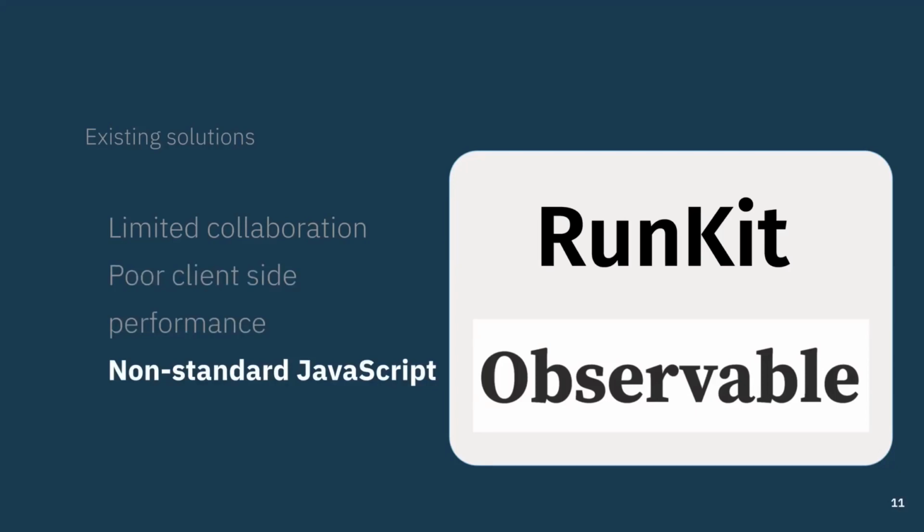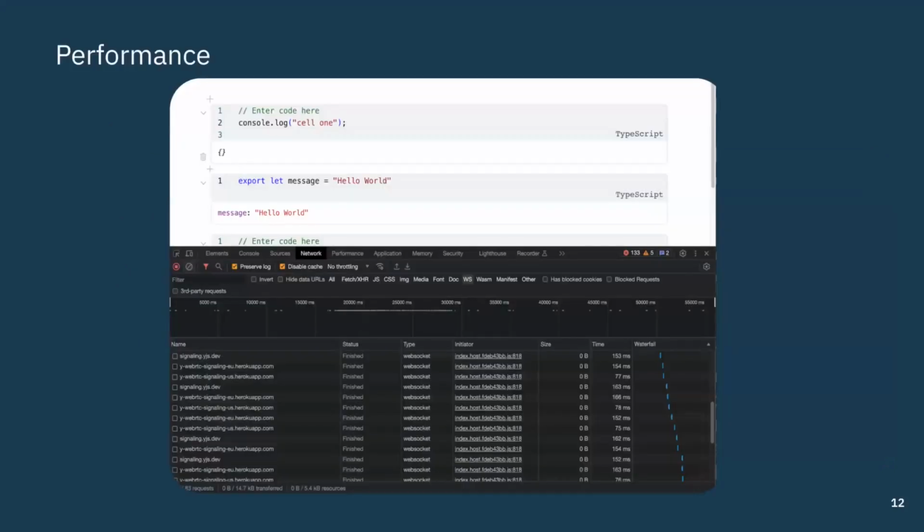Python is also the default language for most computational notebooks. Notebooks which support JavaScript tend not to support standard JavaScript. Here we can see the network tab for a different browser-based notebook. The browser application is opening a streaming connection to the server for each code cell. The browser becomes sluggish as the number of cells in the notebook grows.